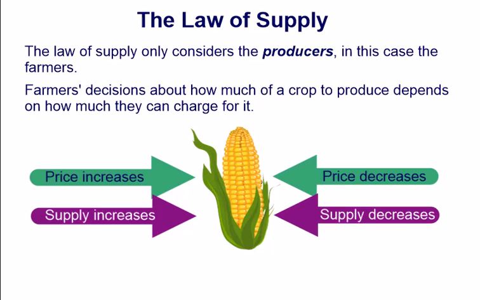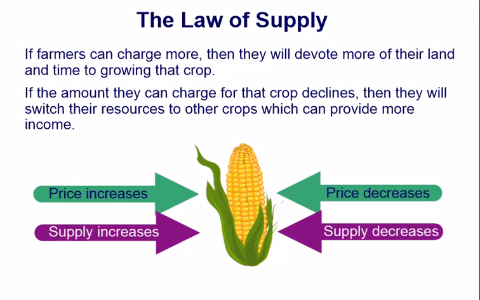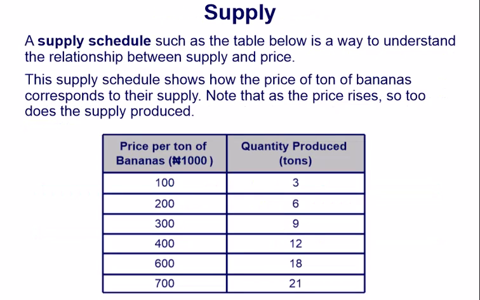Farmers' decisions about how much of a crop to produce depend on how much they can charge for it. If farmers can charge more, then they will devote more of their land and time to growing that crop. If the amount they can charge for that crop declines, then they will switch their resources to other crops which can provide more income.